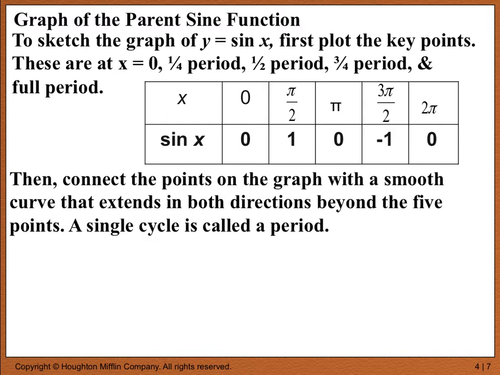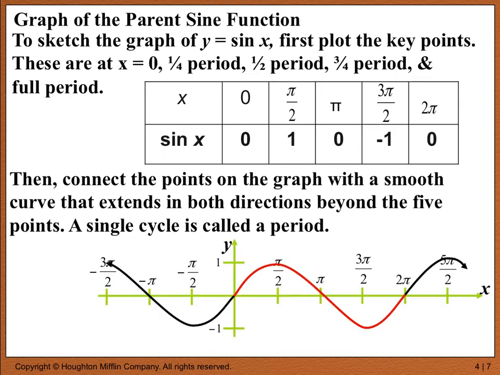So then we connect the points on the graph with a smooth curve that extends in both directions beyond the 5 points, and that is going to look like this. Okay, so you can sketch any sine or cosine function, and in fact any trig function, once you know the critical points. Okay, so going back to our table here, we've got one point of 0, 0.